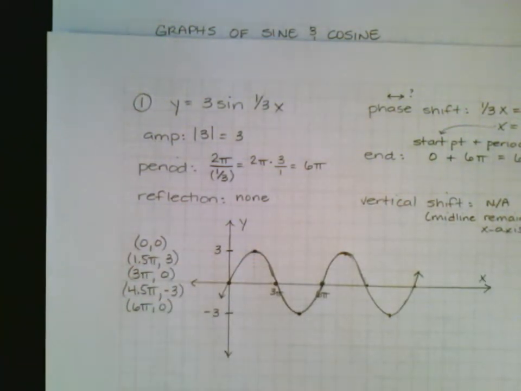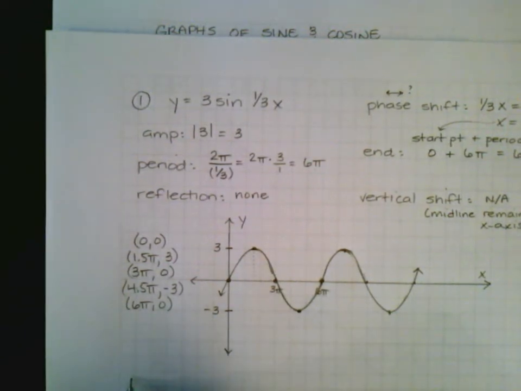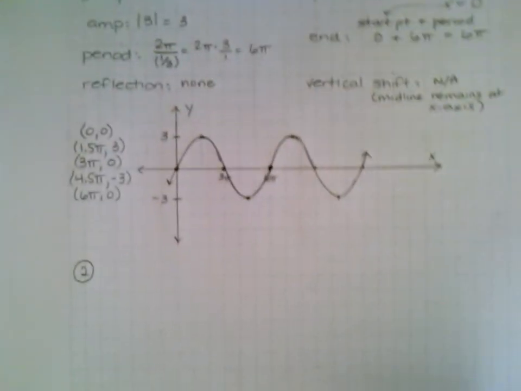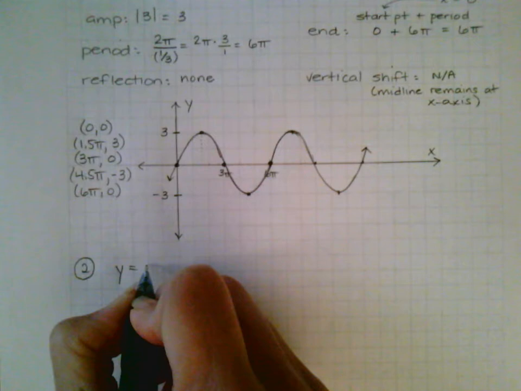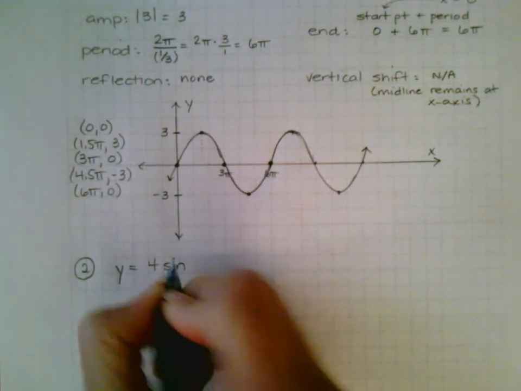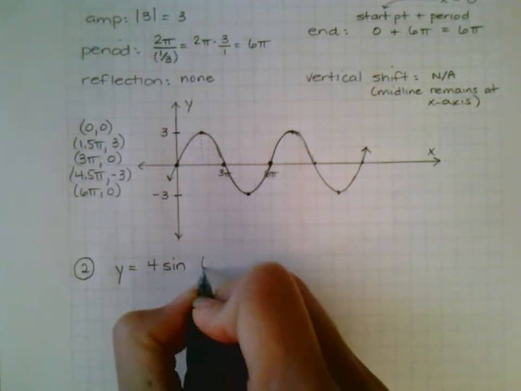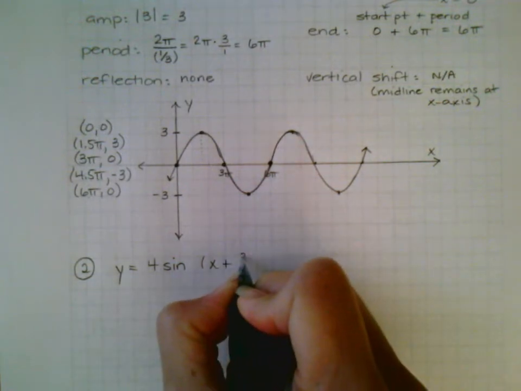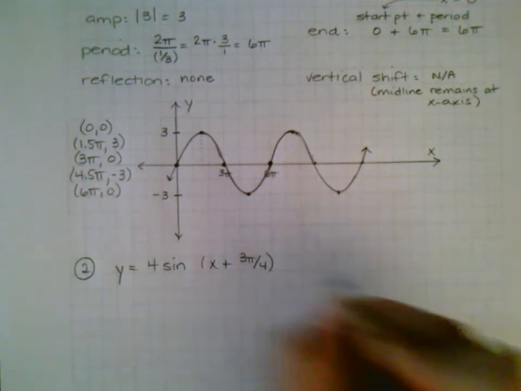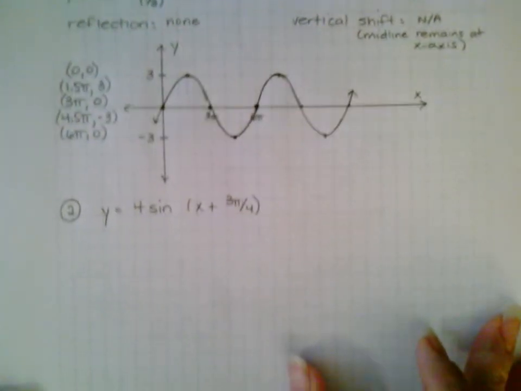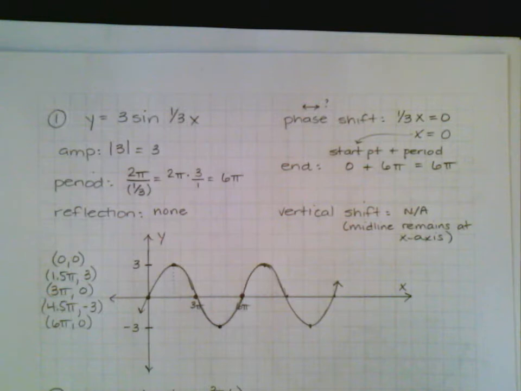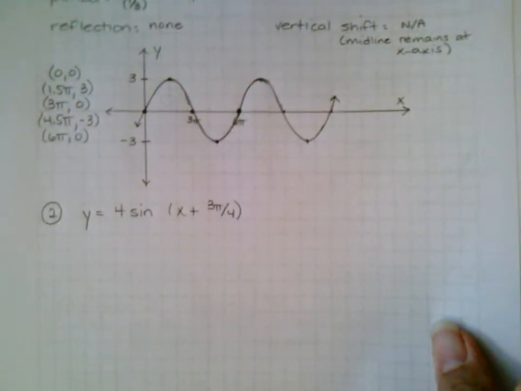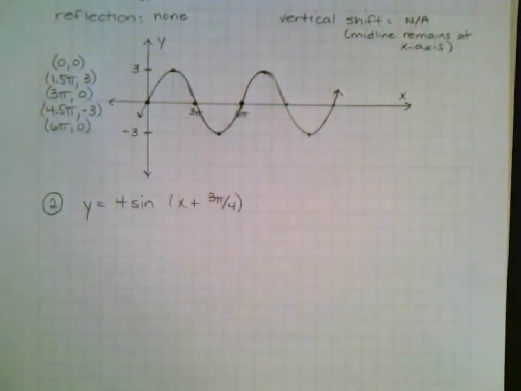Okay, all right, let's try number 2. Here we go, and the new graph we're going to do is going to be another sine graph. Y equals 4 sine of x plus 3 pi over 4. So again, I want you guys to do what we did up here and find all these characteristics, okay? So pause your graph right now, pause the video I mean, and do that.